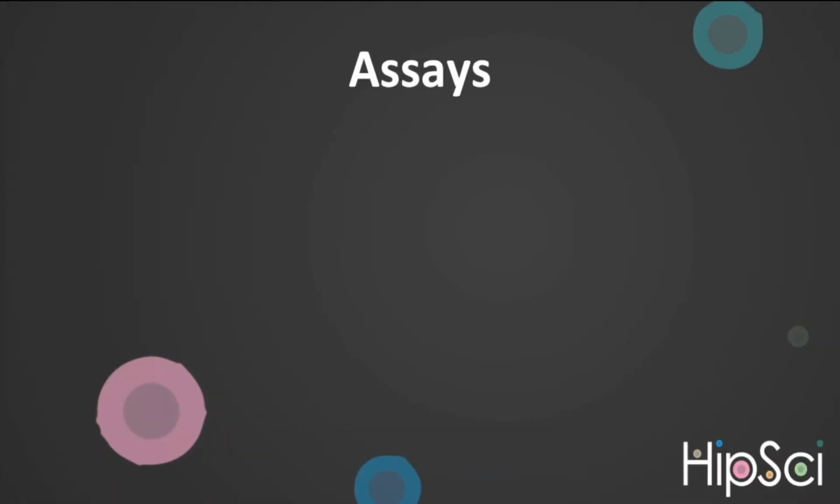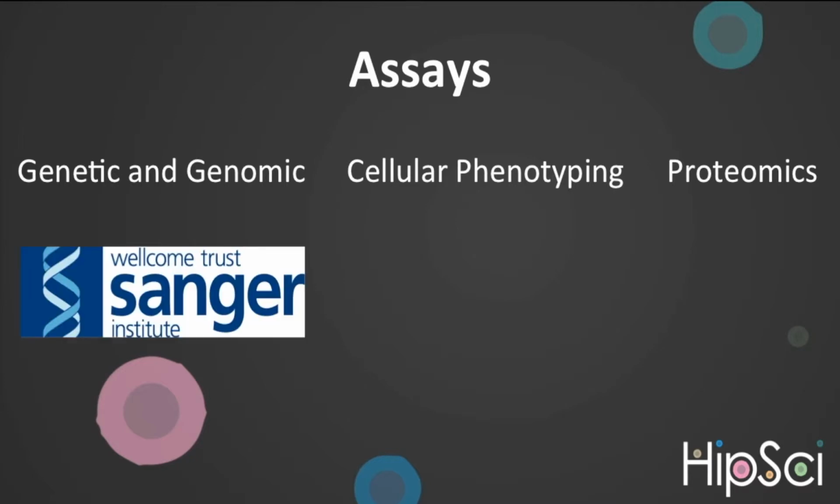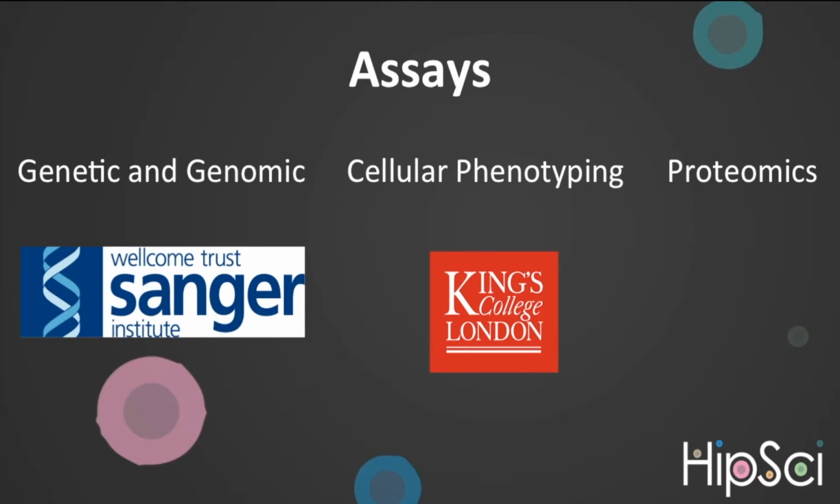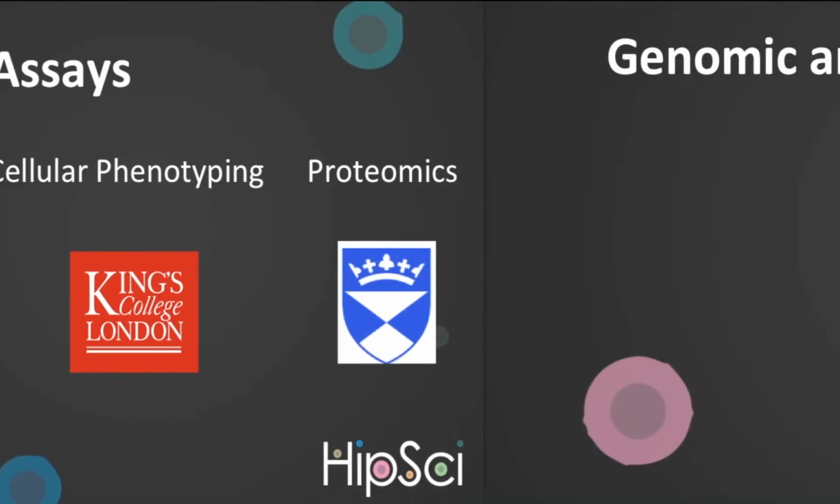Based on the QC results, particular iPSC lines are selected to be banked in a cell bank. These lines are then subject to several more genomic, proteomic, and phenotyping assays. These assays are conducted in 3 different institutes from the HipSci consortium. The Wellcome Trust Sanger Institute conducts all of the genomic assays. King's College London generates the cellular phenotyping data, and the University of Dundee conducts all of the proteomics assays.